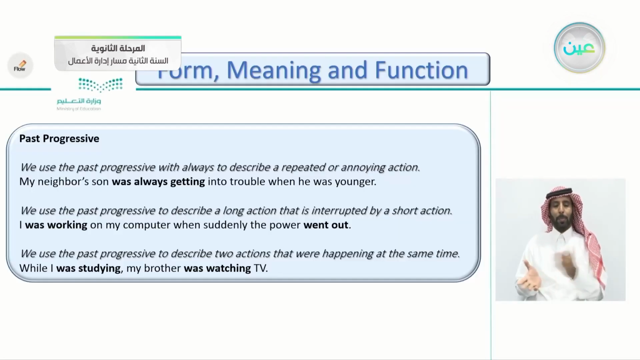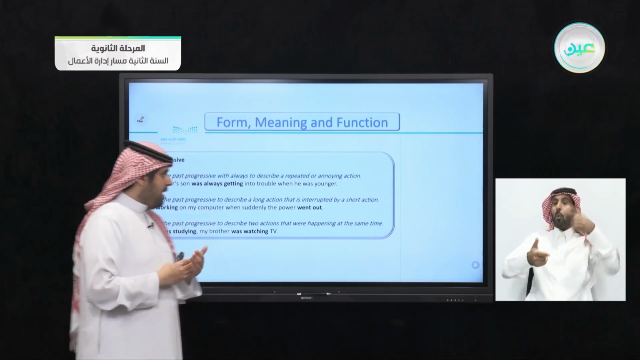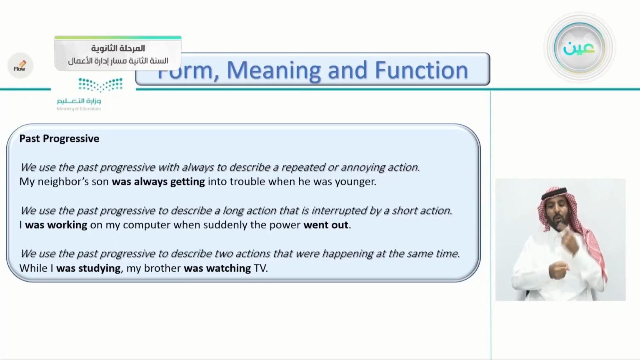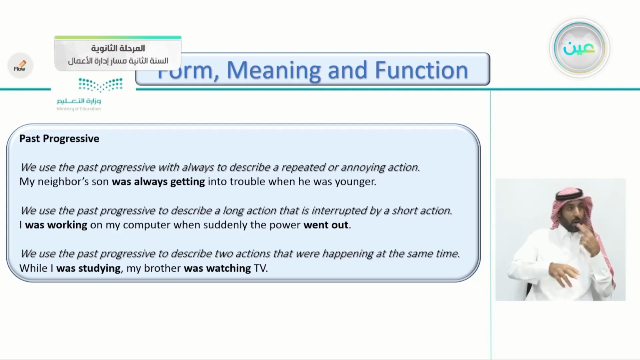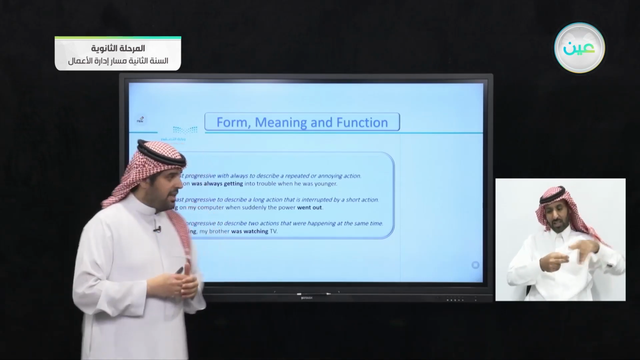Another use here, we use the past progressive to describe a long action that is interrupted by a short action. So we have two actions, one interrupting the other. I was working on my computer when suddenly the power went out. So the first action interrupted the second action.